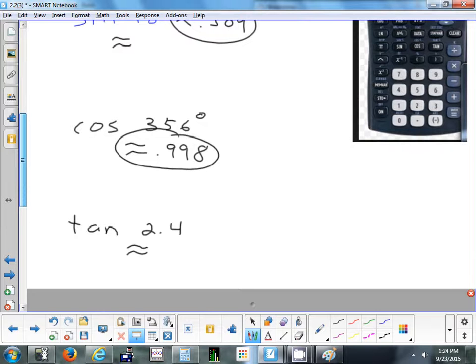2.4 is in radians. So now I've got to change my mode to radians. That's the easiest way to do it. Just put your calculator in radians. If you want, you could take 2.4 and change it to degrees yourself. I wouldn't, because anything you do by hand, you could make another mistake. Just put the calculator in radians and it'll do all the work.